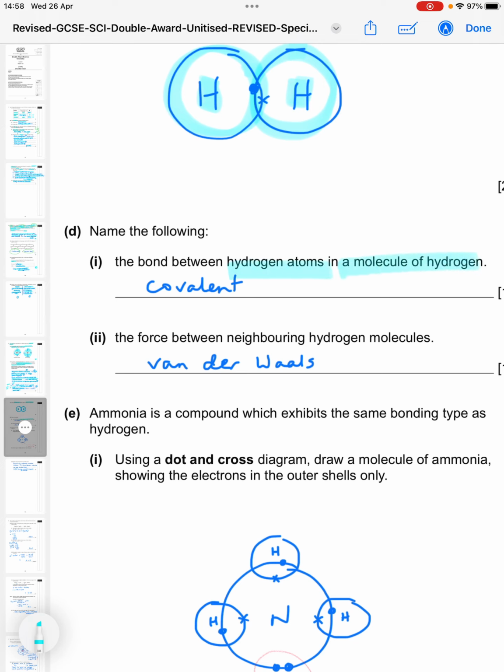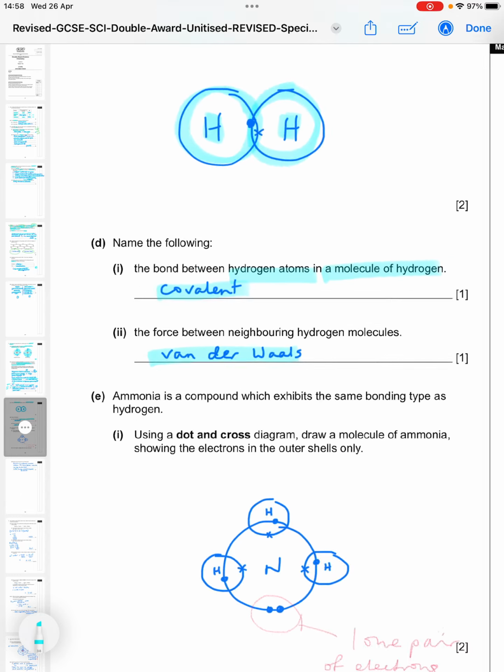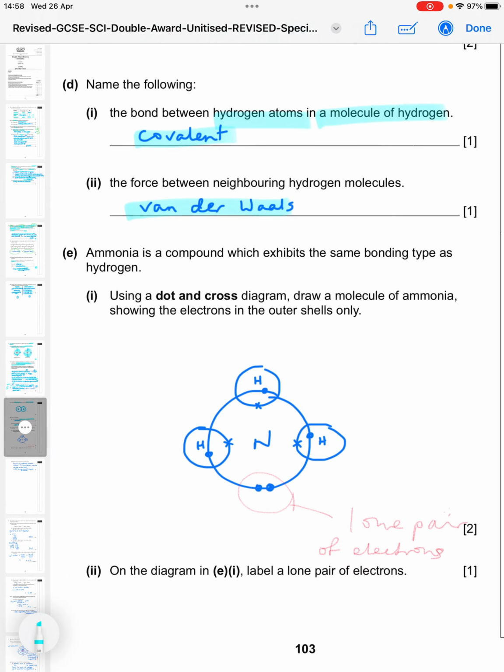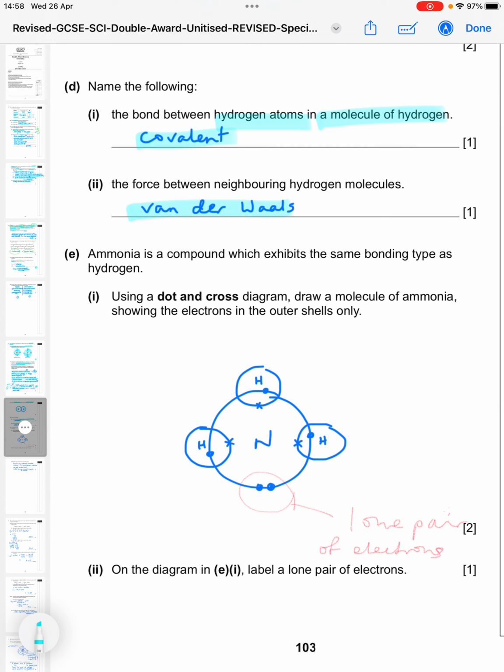Now name the following. The bond between atoms of hydrogen atoms in a molecule of hydrogen is a covalent bond, and the force between neighbouring hydrogen molecules is van der Waals. Then we've got ammonia question. So ammonia is a compound which exhibits the same bonding type as hydrogen. So we've already said that that's covalent bonding.